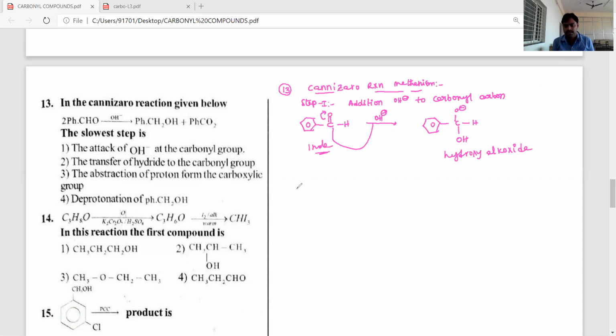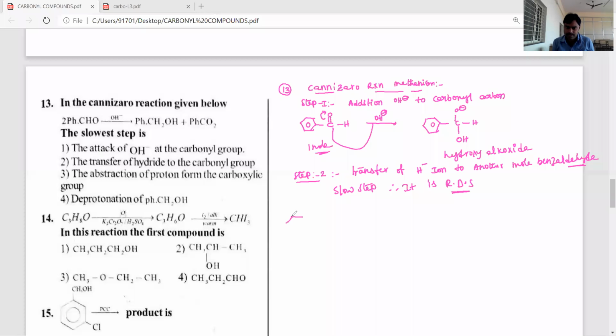Now this hydroxy alkoxide, step 2 is transfer of hydride ion to another mole of benzaldehyde. Another mole of benzaldehyde. It is a slow step. Therefore it is the rate determining step, RDS, rate determining step.